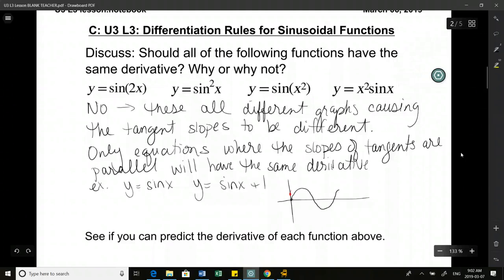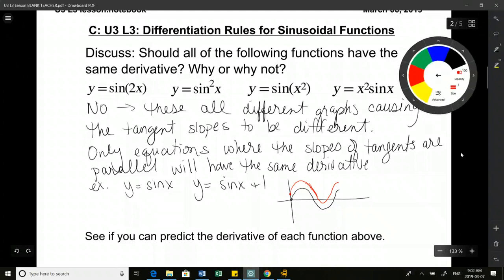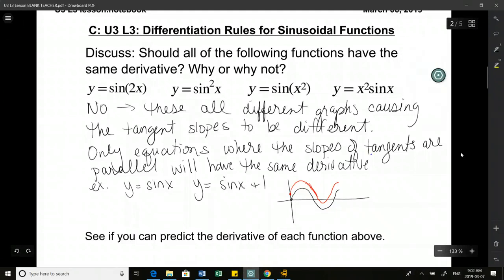When I add 1, I'm technically taking that and shifting it all up 1. So if I have tangents along my red graph here, they're actually going to be parallel to the tangents on my black graph. So for instance, here for both of them, they both have tangents that have parallel slopes. Same thing here. If I draw the tangent here, that tangent also has a parallel slope to my other one here.